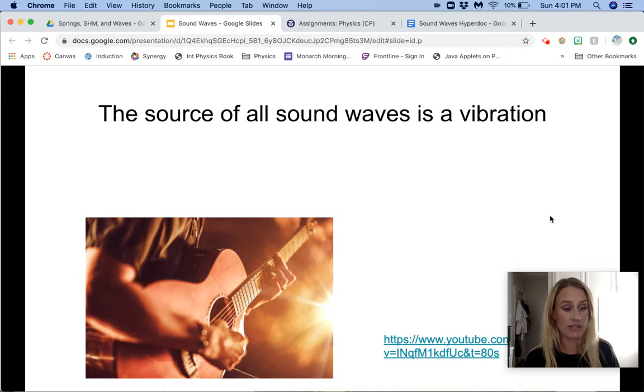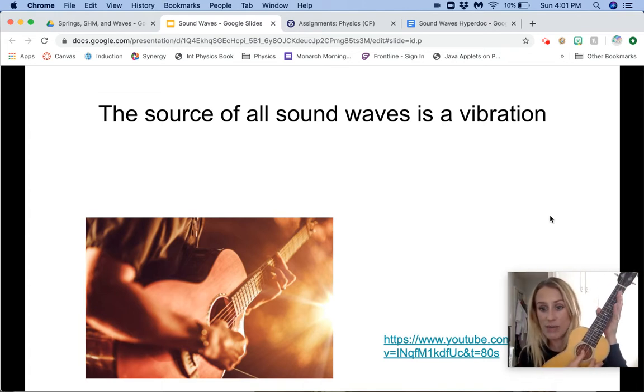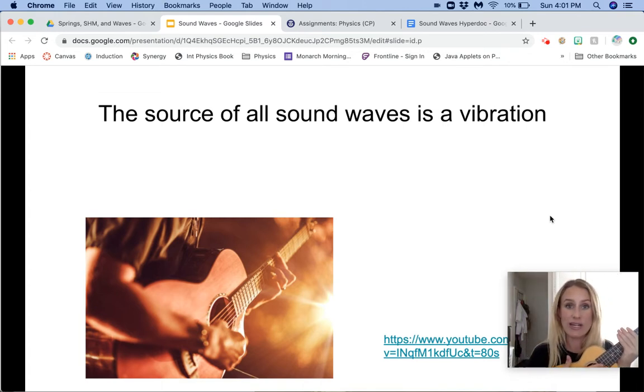So we learned last week that there's two different types of waves. There's longitudinal waves and there's transverse waves, okay? When you have a guitar, or in my case, a ukulele, when I pluck this string, it vibrates back and forth, creating a transverse wave. Remember, transverse wave, the particles move perpendicular to the actual propagation of the wave. So it looks like this, okay?